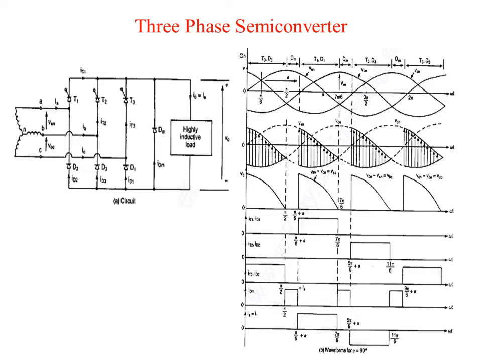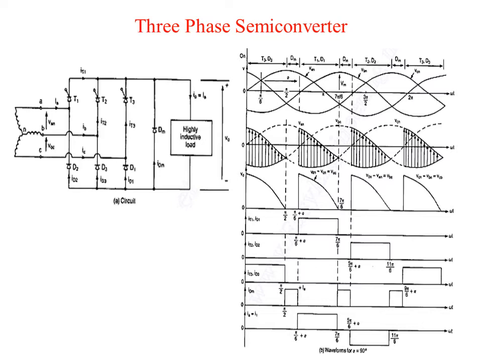If there is no freewheeling diode, thyristor T1 would continue to conduct until thyristor T2 is fired at omega t is equal to pi by 6 plus alpha, and the freewheeling action would be accomplished through thyristor T1 and diode D2. If alpha is less than or equal to pi by 3, each thyristor conducts for 2 pi by 3 and freewheeling diode DM does not conduct.